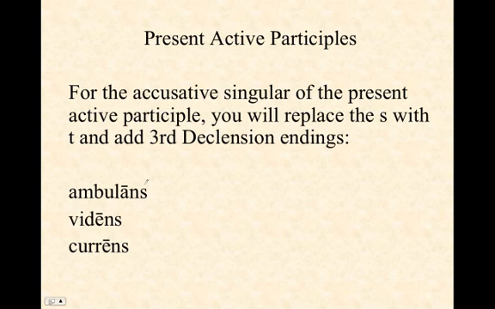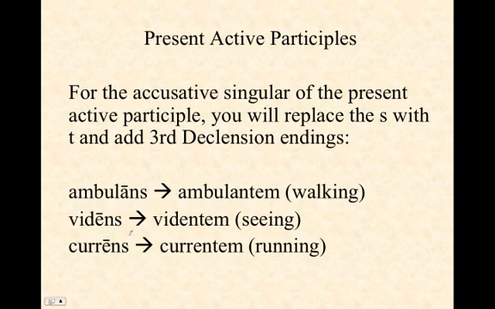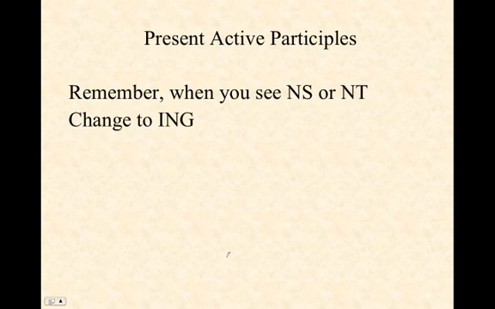Now, to make these into accusative singular, you're going to do the following. You're going to take this s and remove it, and replace it with a t. After you add a t, then you're going to add third declension endings. And so the third declension accusative singular is -em. Ambulans becomes ambulantem. Videns, videntem. Currens, currentem. Remember, when you see -ns or -nt, change to -ing.